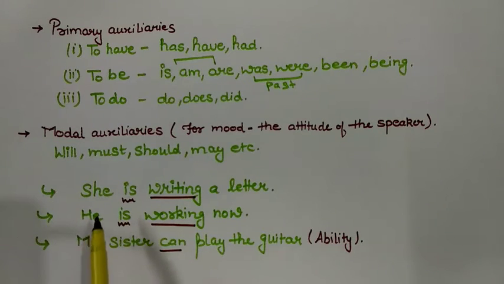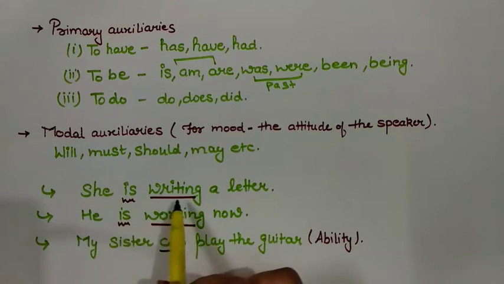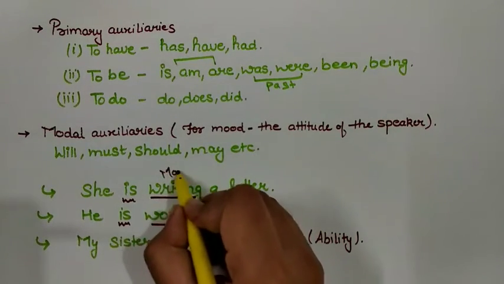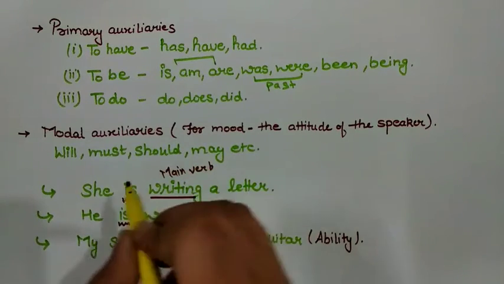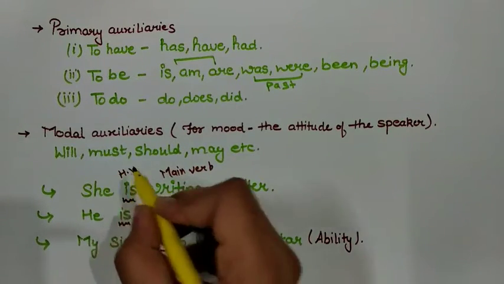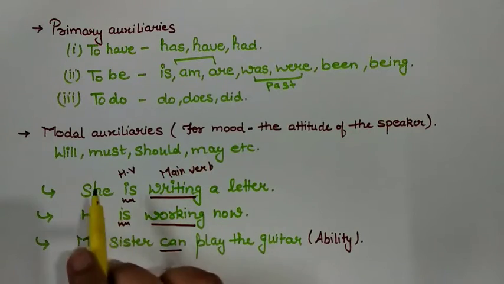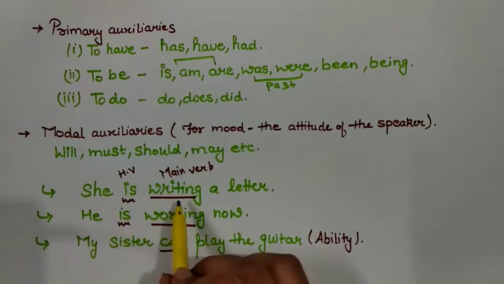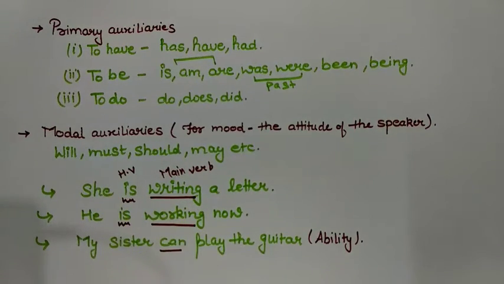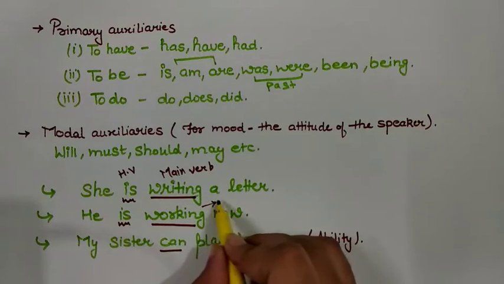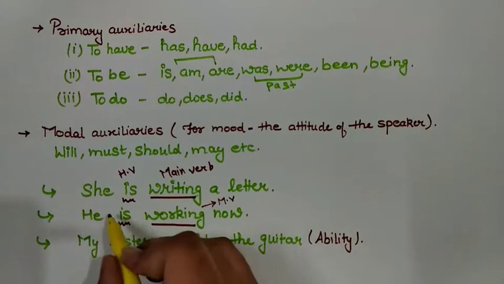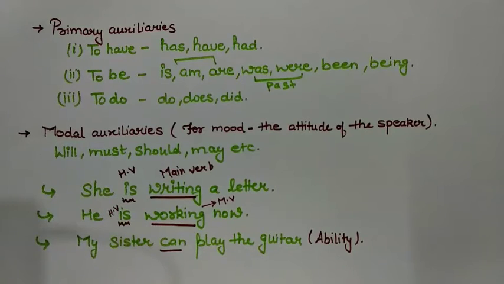Like, she is writing a letter. In this sentence, writing is the main verb and is is the helping verb. Can you see? Writing is the main verb, and is is supporting this writing and acting as a helping verb. Again, in the sentence, he is working now, working is the main verb and is is acting as a helping verb.